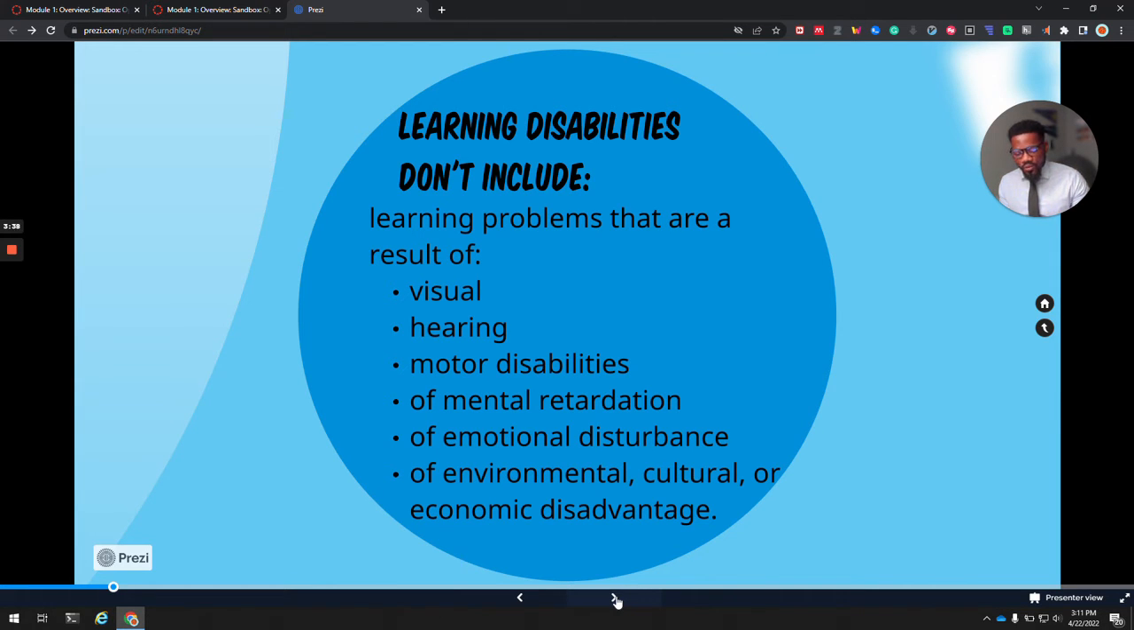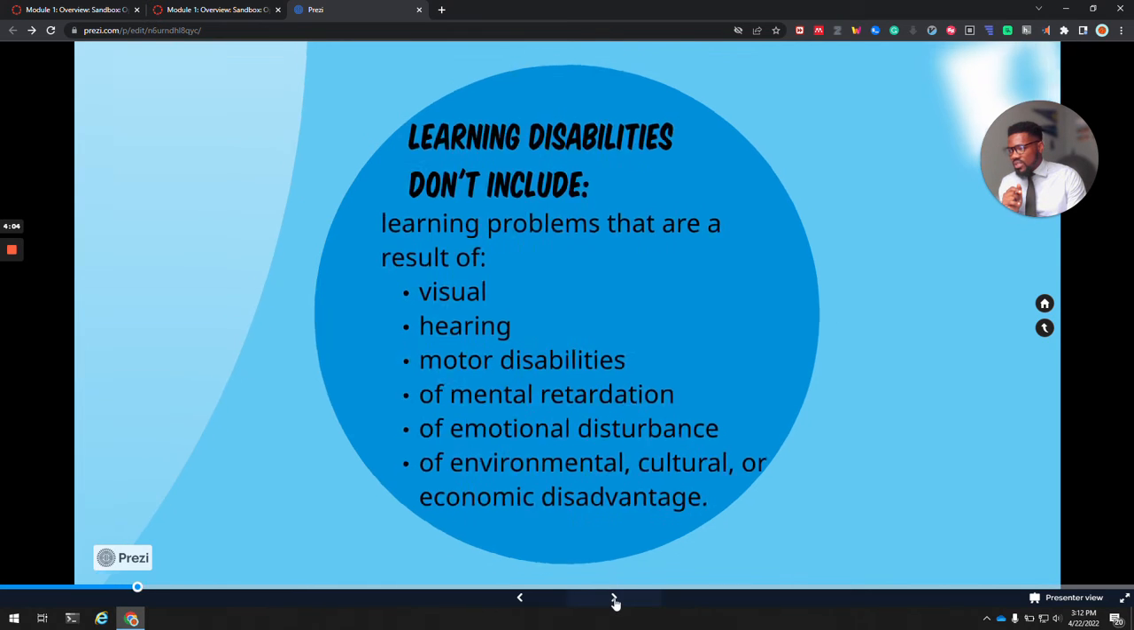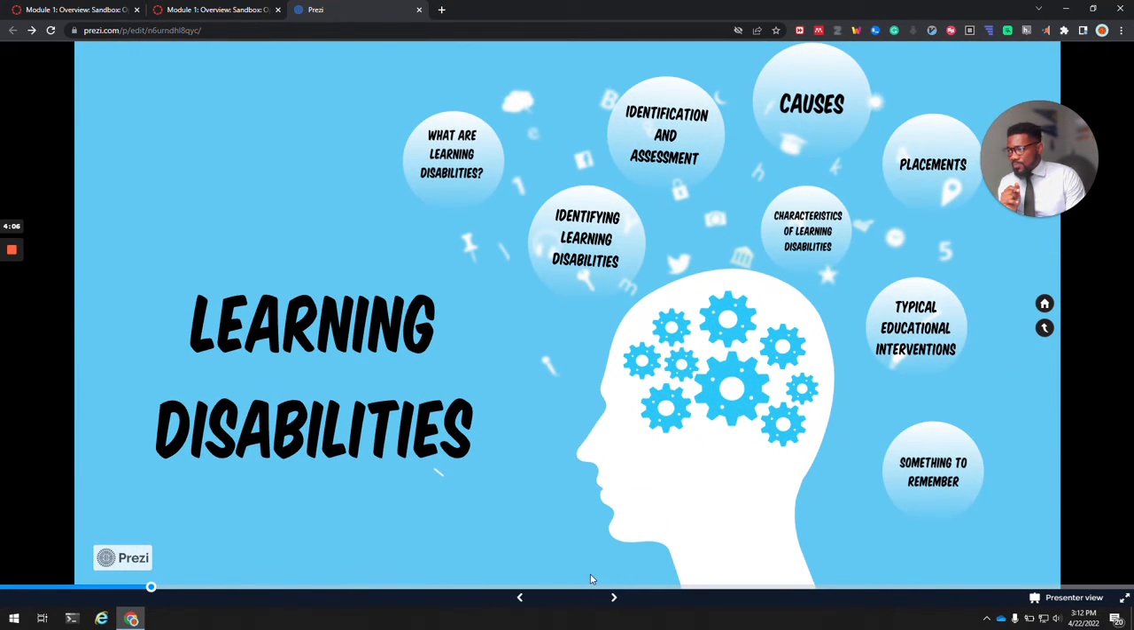You want to be made aware of certain things that aren't learning disabilities. Now, they do not include visual impairment. They don't include hearing impairment. Motor disabilities are not learning disabilities. They're also not issues that result from emotional disturbance or environmental, cultural, or economic disadvantage. These are not learning disabilities. I thought I'd point that out.